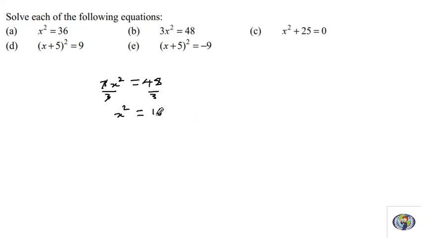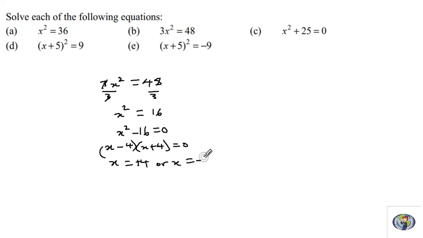Okay, right. How do we proceed? We proceed by applying the square root or choose any method that can work for you, right? So this can give you x squared minus 16 is equal to 0. And when you factorize, this should give you x minus 4 and x plus 4 is equal to 0. Then this should give you x equals positive 4, right? Or x equals minus 4. Right. That's how you can solve these equations.